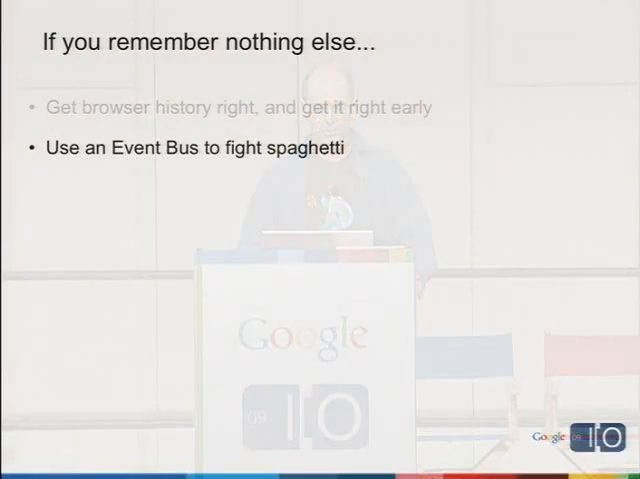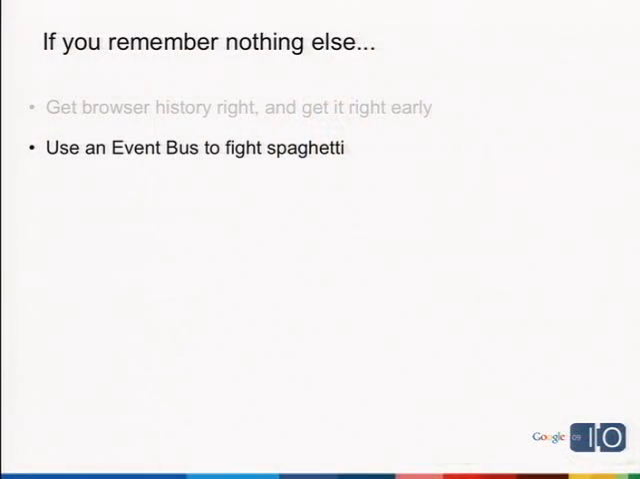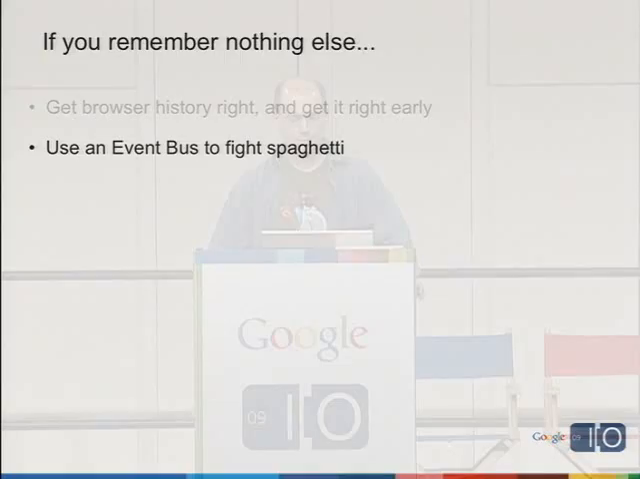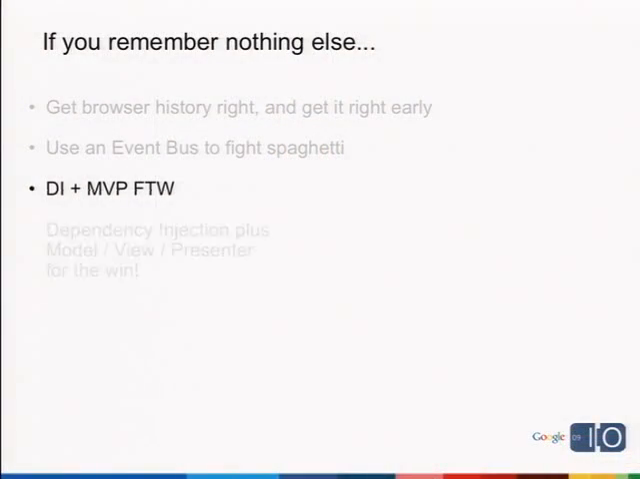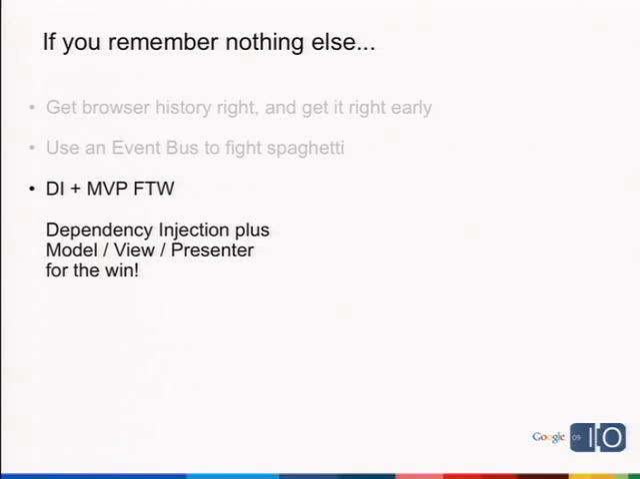The next takeaway point is you're going to use an Eventbus as the backbone of your application to make sure that the left hand of your app has no more than a nodding acquaintance with the right hand of your app, preferably through conversations brokered by a neutral third party. And then finally, you're going to start saying to yourself, DI plus MVP FTW, which is to say dependency injection and the model view presenter pattern for the win. And I promise that that'll all make a lot more sense in about 50 minutes or so.